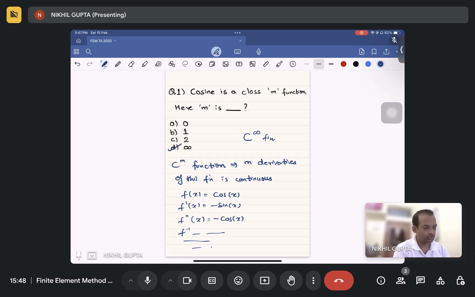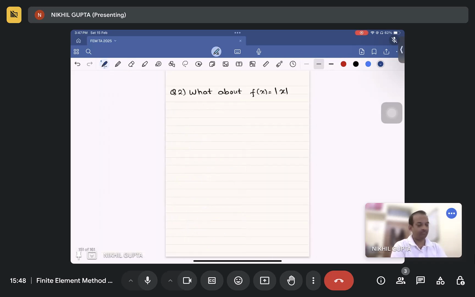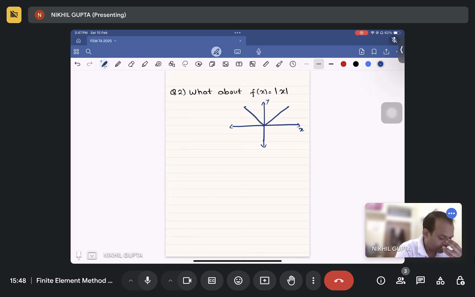Let's take one more example. What can you say about mod x? So this is x, this is y, this is the graph of mod x. Now tell me, this is also continuous. So you have to check how many times it is continuous.